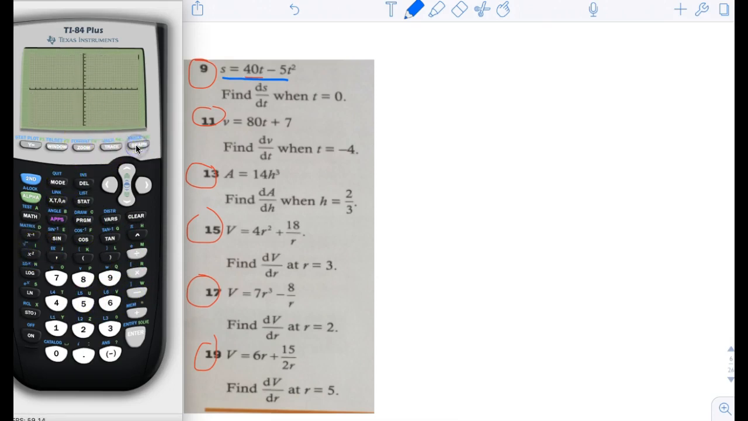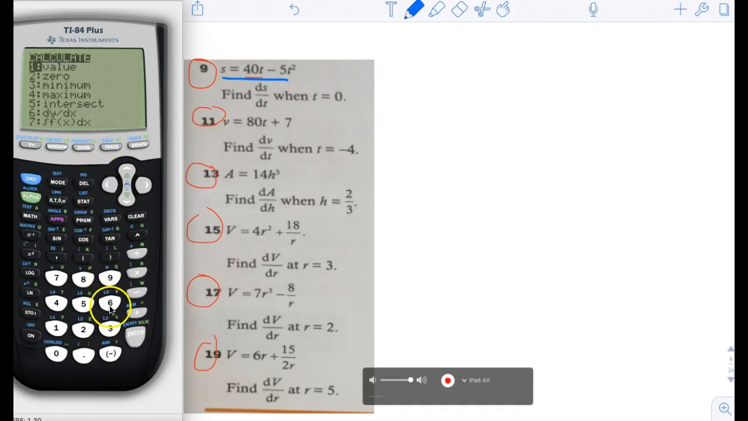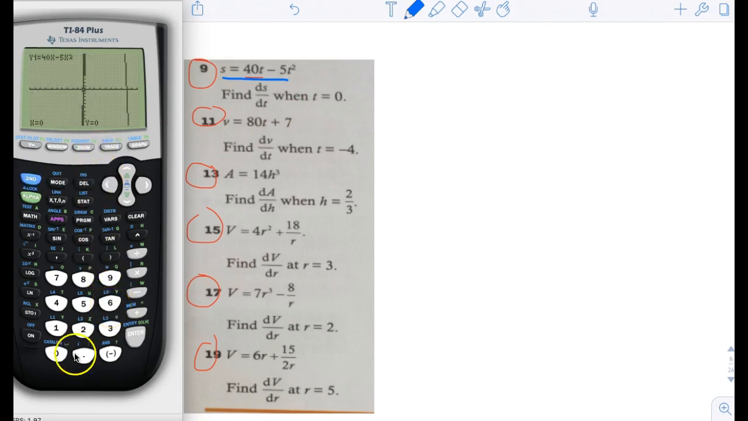I graph it, and then I'm going to do second calc, dy/dx, and I'm going to put in x equals 0. Second calc, dy/dx, number 6, and I'm going to type in 0. Okay, and the answer is 40.